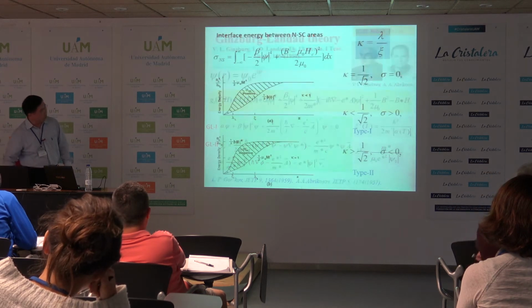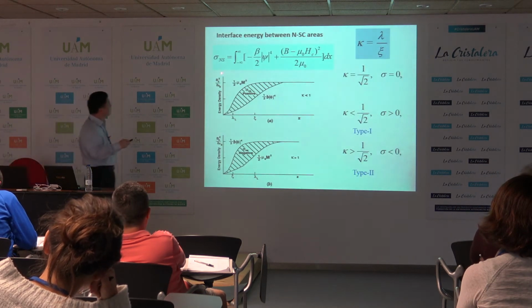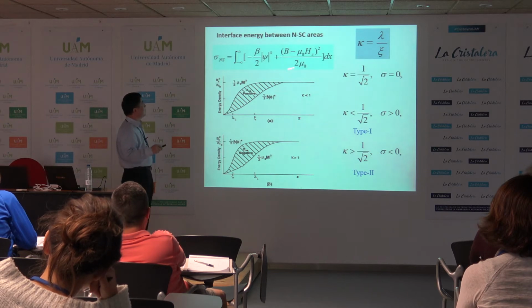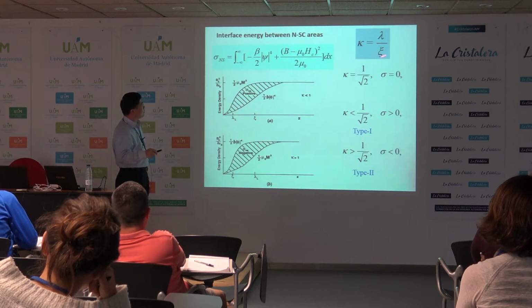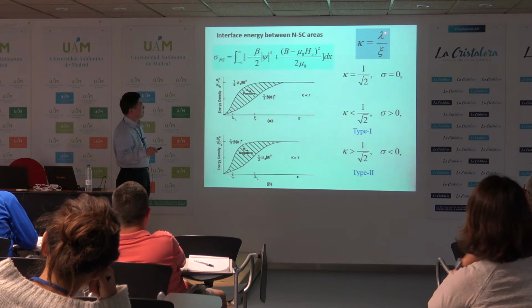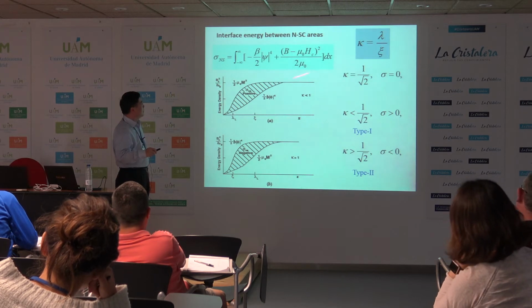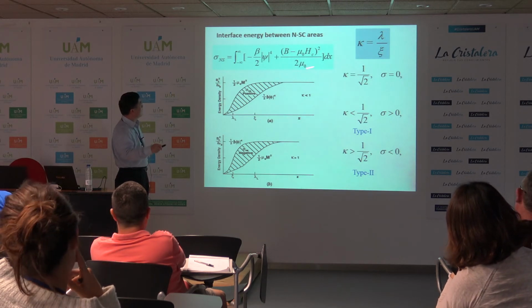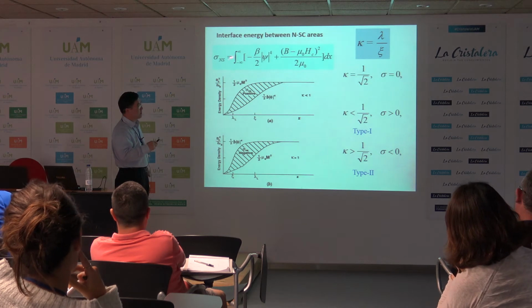Gennes-Matricon first equation, they calculate the so-called interface energy. So suppose that we have a small psi and a large lambda. Okay, let's have a look. This is the calculation after using the Gennes-Matricon second equation.